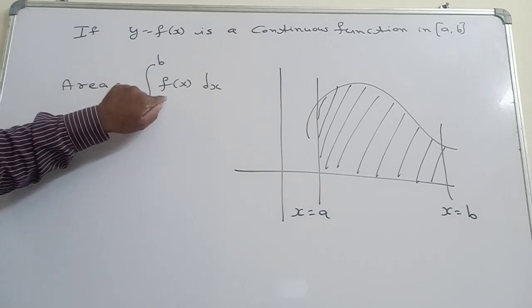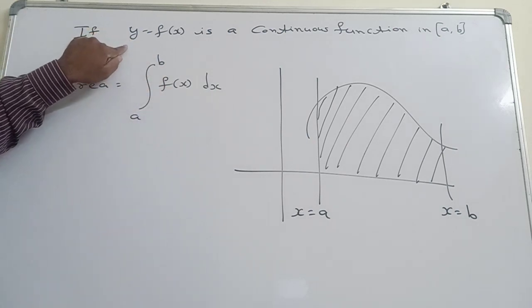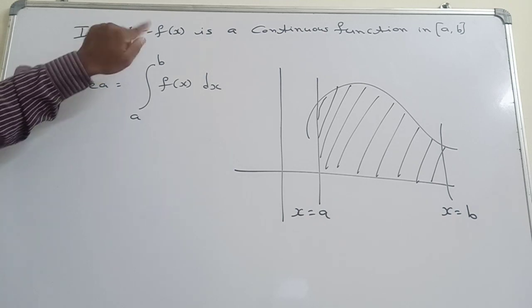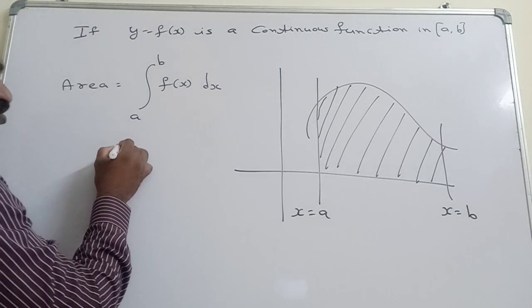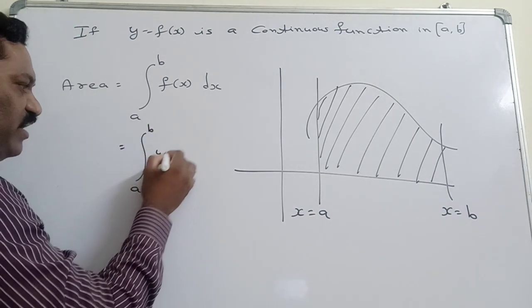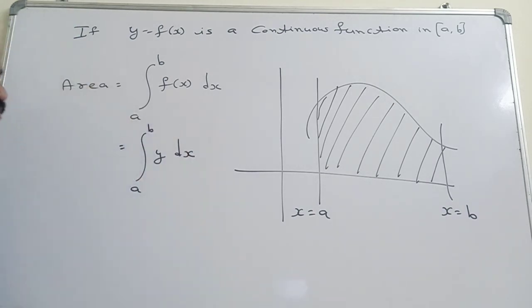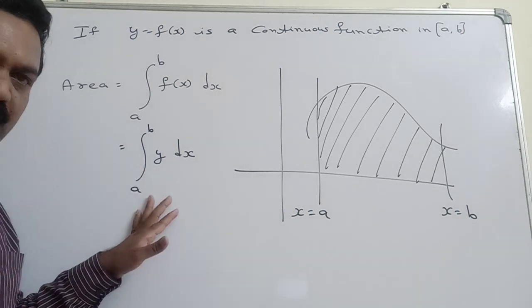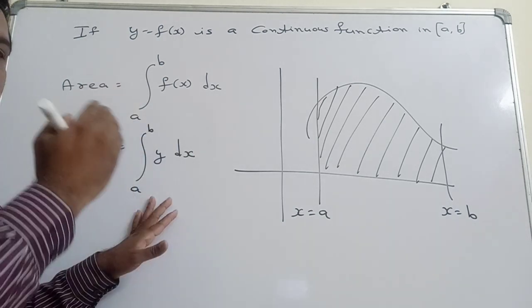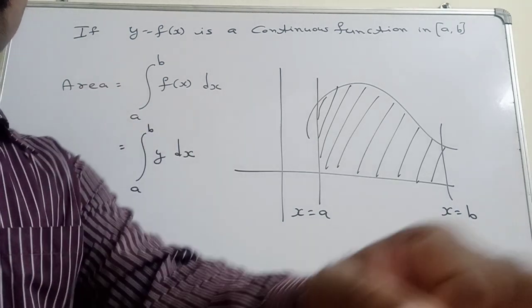Means here this given function completely should be y is equal to in terms of x. So this f of x, you can also write as integral a to b y dx. Integral a to b y dx is going to give the area under the curve with the x-axis between the lines x is equal to a and x is equal to b.